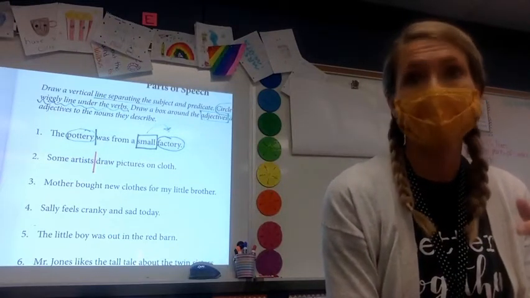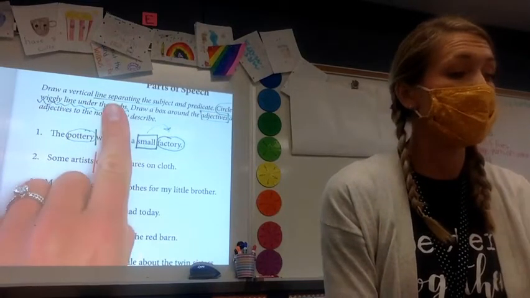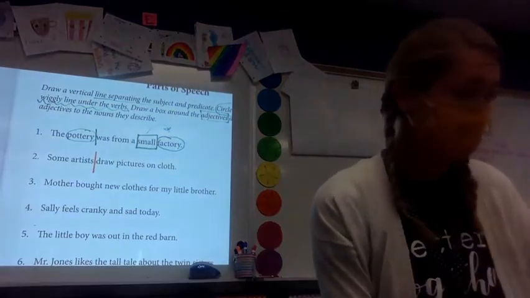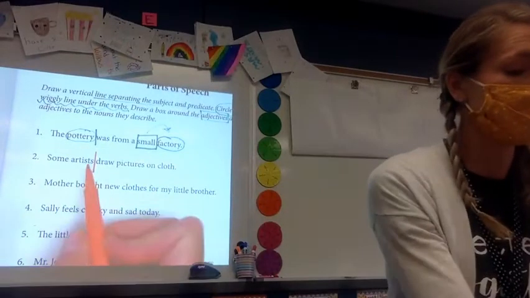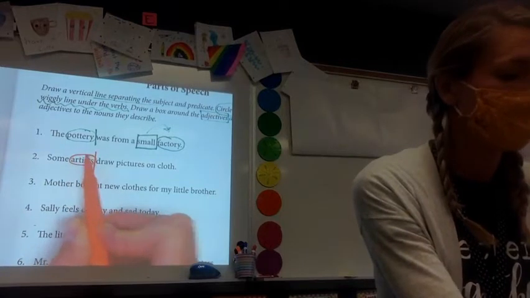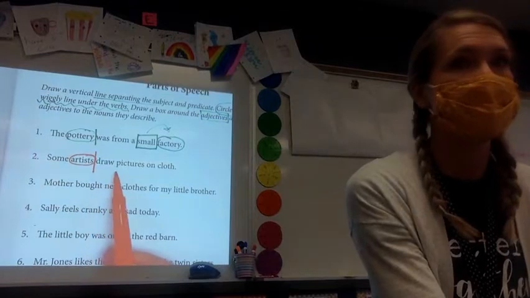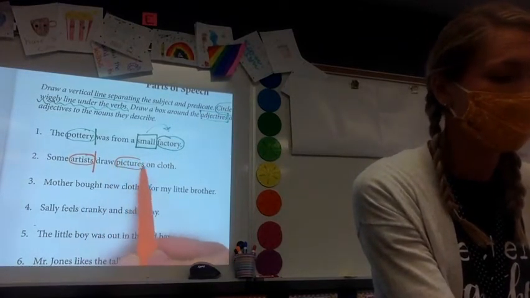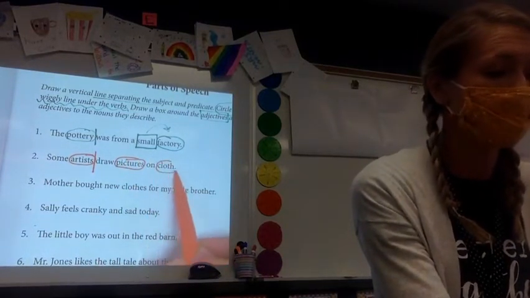Follow along and do it. The next thing, so I'm going to go right through the directions each time. Circle the nouns. Nouns are people, places, and things. Good. So I'm going to circle artists. We know it's a person. What would be the next thing I need to circle? Pictures. Very good.